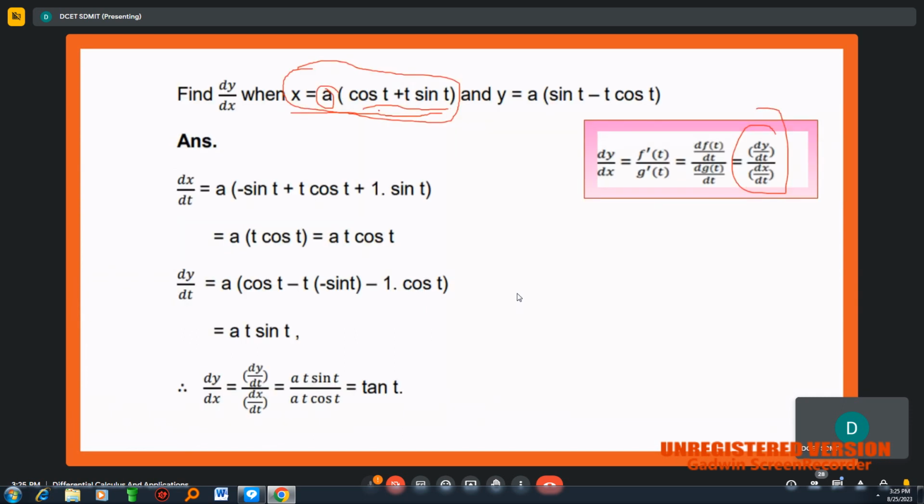Here, see here, differentiation of cos t. What's the differentiation of cos t? Differentiation of cos t is minus sin t plus, see here, t into sin t. To differentiate t into sin t, which rule are we using? Differentiation of t sin t. Which rule are we using here?